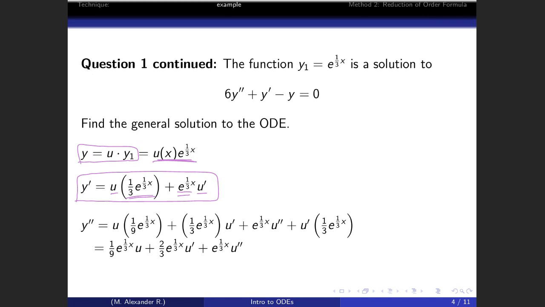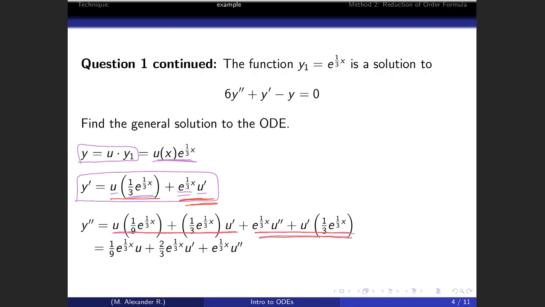Now we have to find the y double prime. It gets lengthy, and you have to do the product rule twice. Here's the first product rule, and then here's the second product rule. Let me underline that in a different color. So this is the first term, and then this is the second term, and that's what I've underlined here because we have to do the product rule twice.